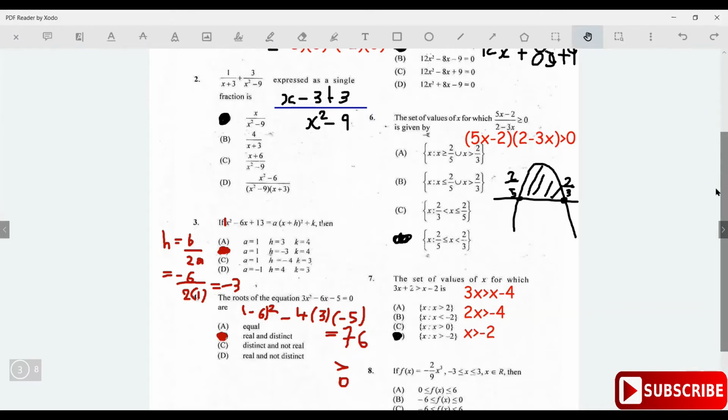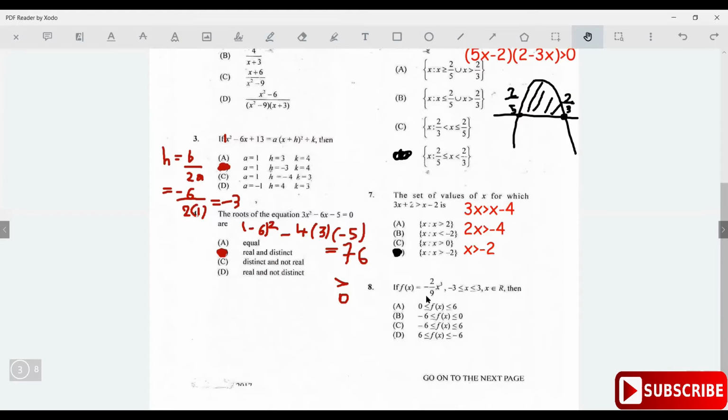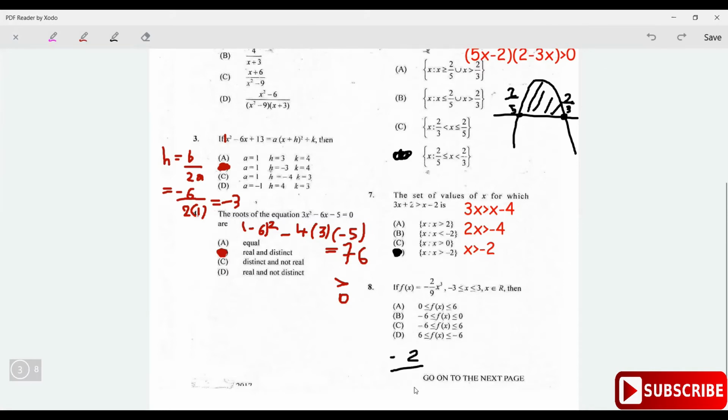Moving along. It says if f of x is equal to minus 2 over 9 x cubed, where x is between minus 3 and 3, then what is the range? So first thing, plug in 3 in this and see what I get. Minus 2 over 9 times minus 3 cubed. Work that out, and also work out minus 2 over 9 times 3 cubed.